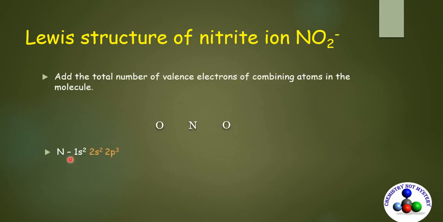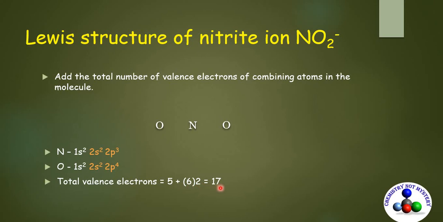First write the electronic configuration of each element. For nitrogen it is 1s2, 2s2, 2p3. And for oxygen it is 1s2, 2s2, 2p4. The outermost shell is called the valence shell. For both nitrogen and oxygen, the second shell is the outermost shell. In nitrogen, there are 5 valence electrons, and in oxygen, there are 6 valence electrons, and there are 2 oxygen atoms. So, the total valence electrons will be 5 plus 6 multiplied by 2, which is equal to 17.